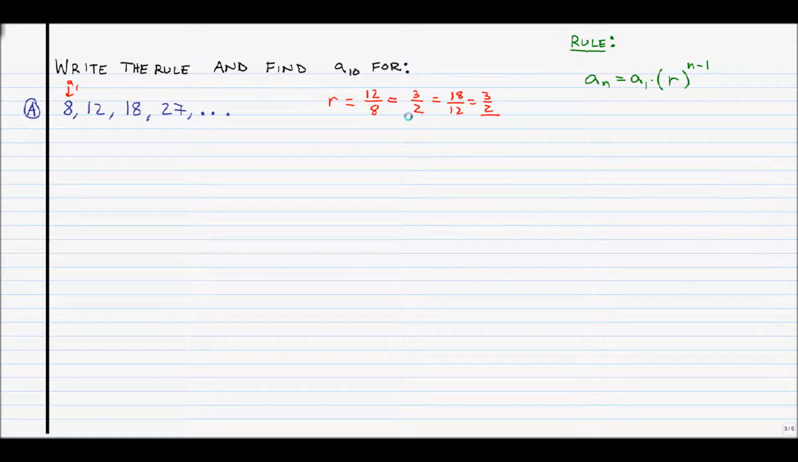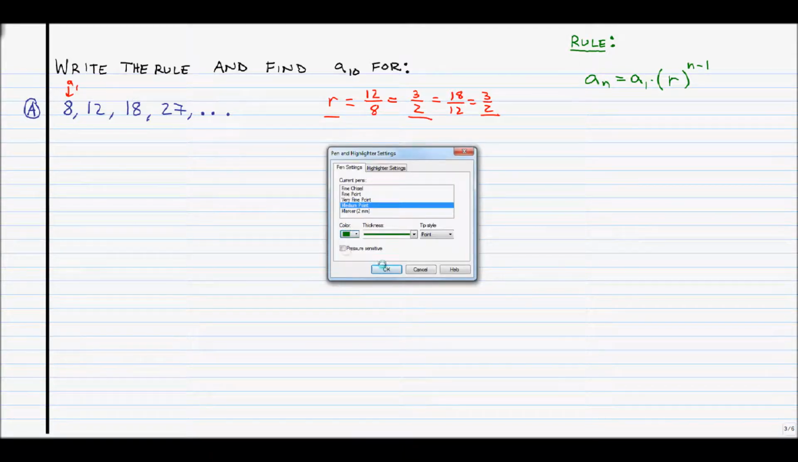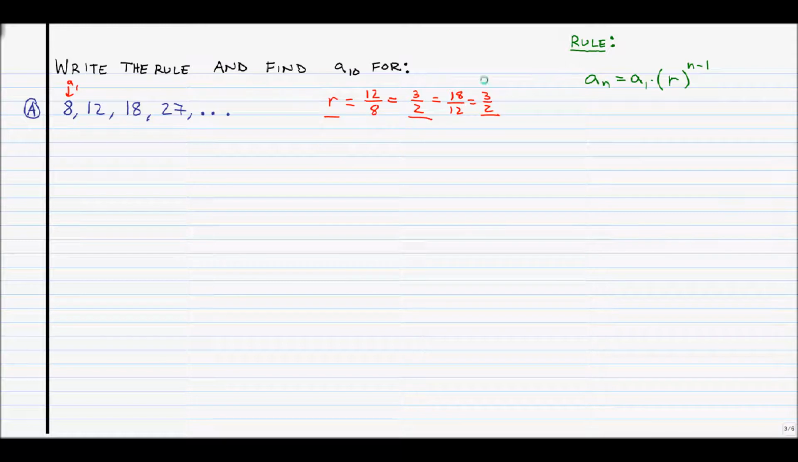So I'm going to go ahead and say that I trust R is 3 over 2. So that's great. If we want to write the rule, it's not hard now. We just need the first term and R. We found R, it was right here, and we found a sub 1 because it was the first number on the list. So our rule, in this case, and I think on your homework I actually give you a line for the rule.